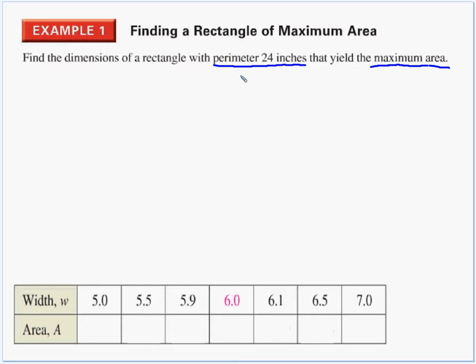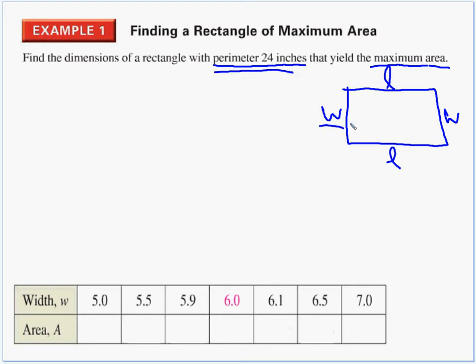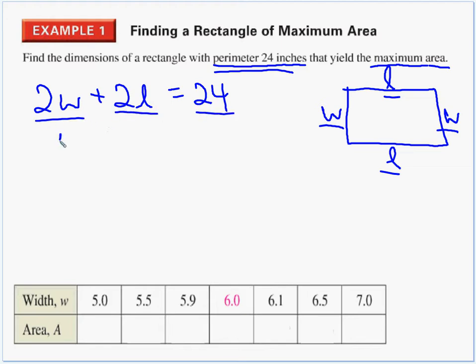So let's see here. If I draw a rectangle, I'll call this my length and this my width. To find the area, we'll multiply those together. But for perimeter, we have to count all 4 sides. So if the perimeter is 24, we're going to add up 2 W's and 2 L's, and together that's equal to 24. We've got 2 variables, so let's solve for one variable in terms of the other. The first thing I'm going to do is divide everything by 2. So then I have W plus L equals 12.